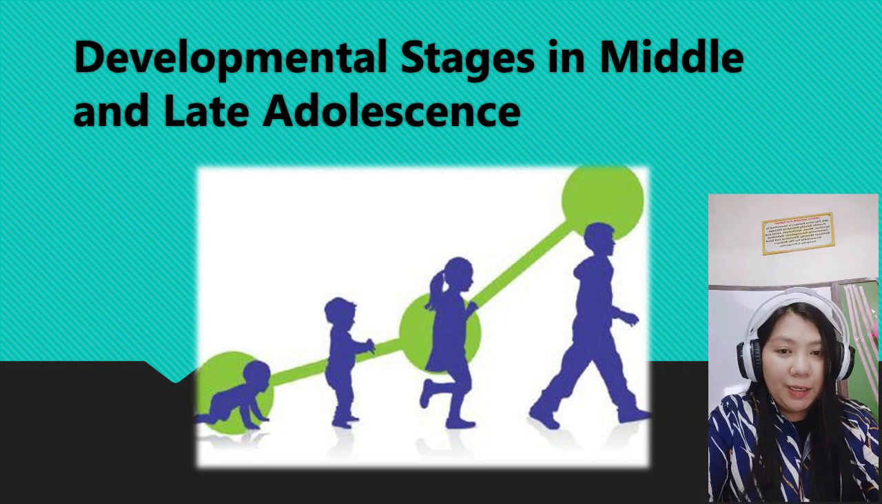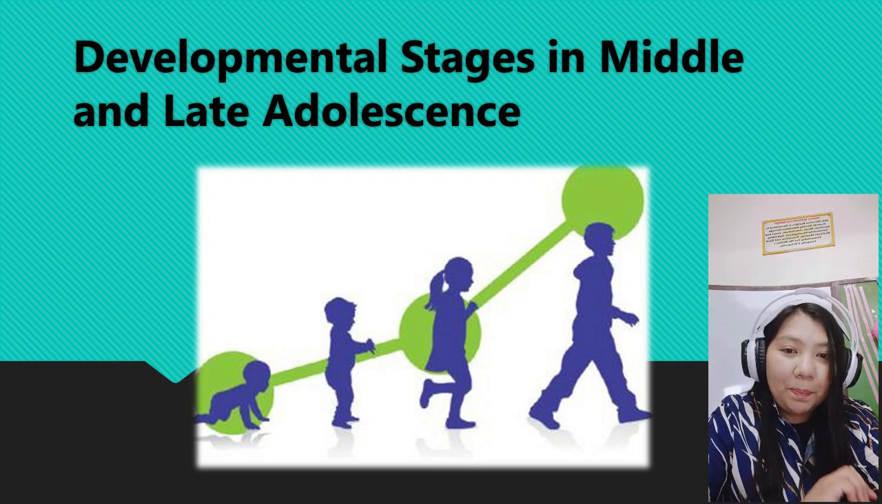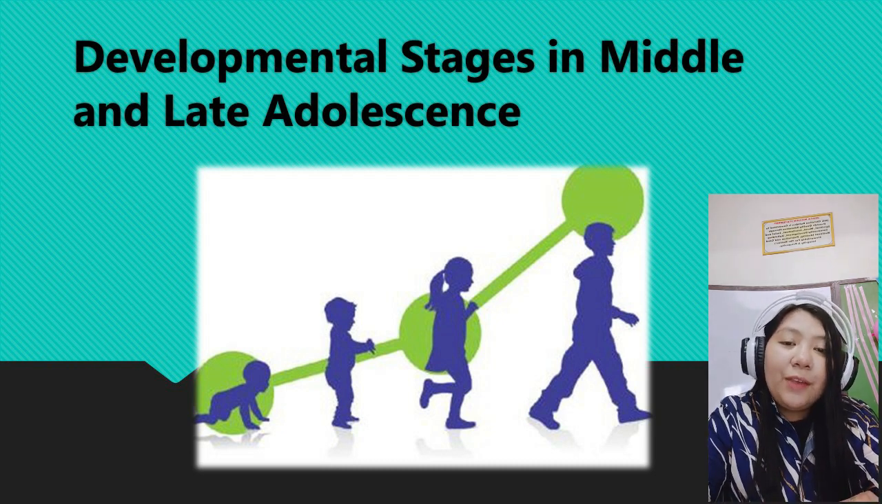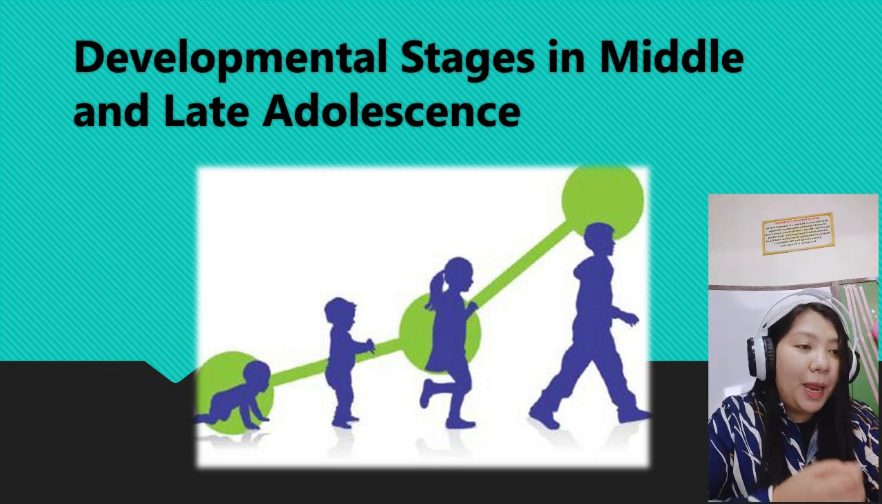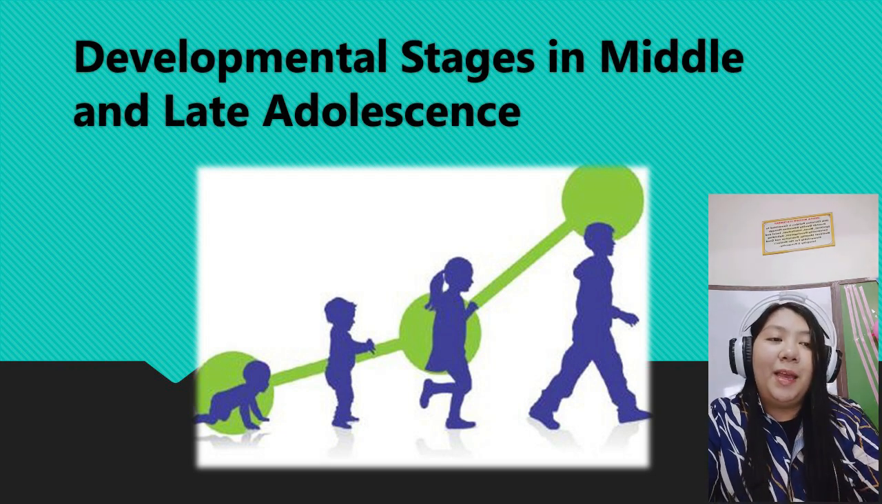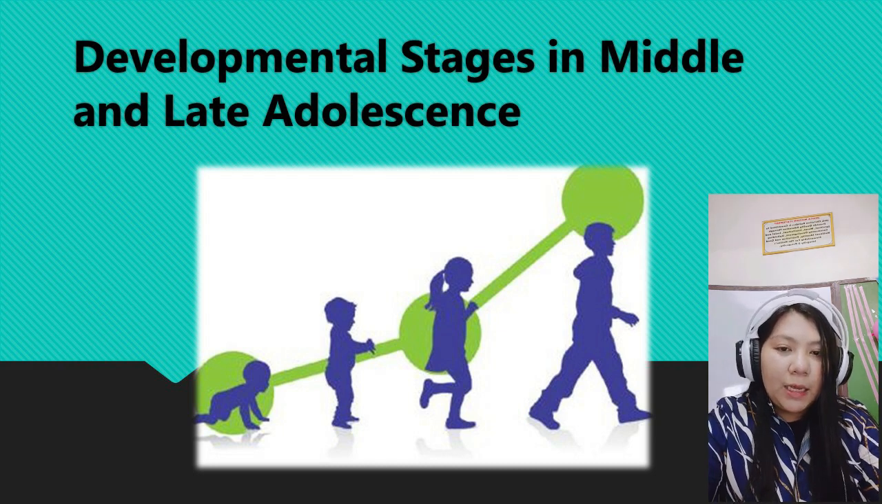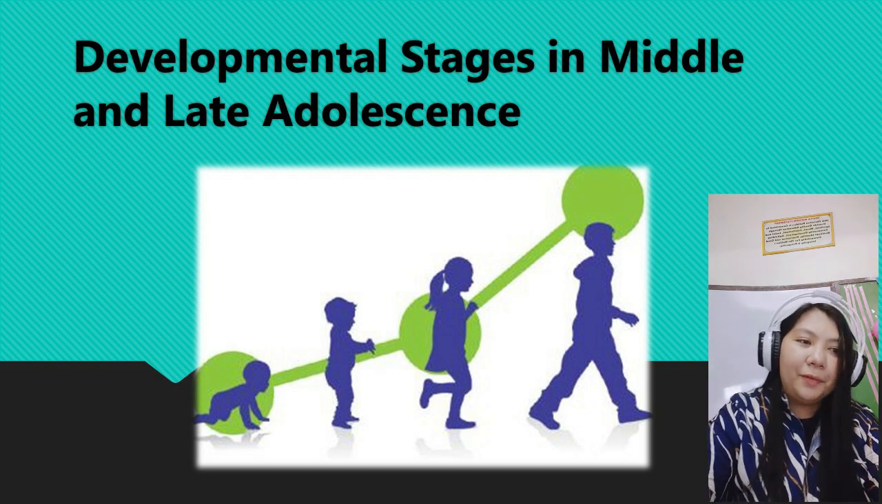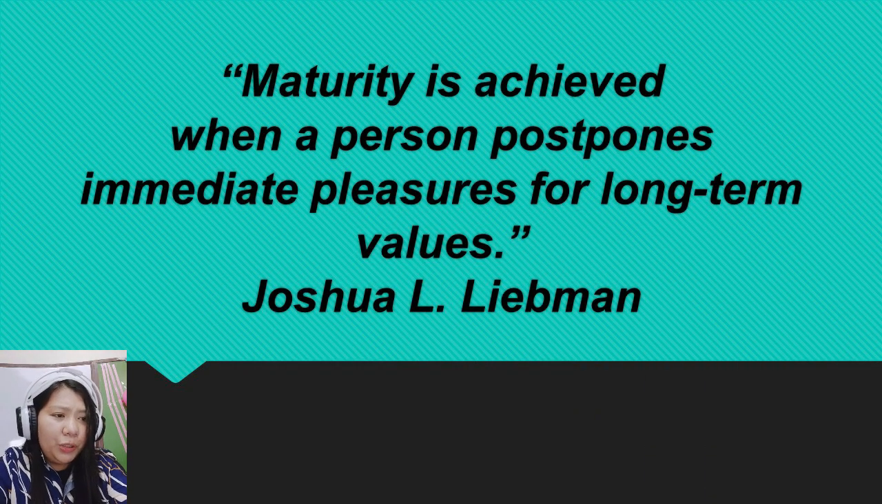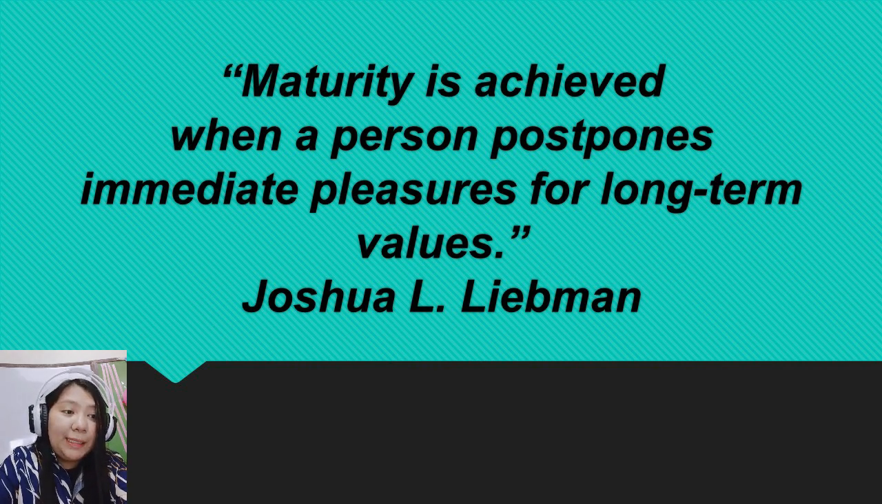The objectives are, at the end of this module, you will be able to classify various developmental tasks according to the developmental stage. Next, evaluate your development in comparison with persons of the same age group. And lastly, list ways to become a responsible adolescent prepared for your adult life. According to Joshua L. Yebman, maturity is achieved when a person postpones immediate pleasures in exchange for long-term values.